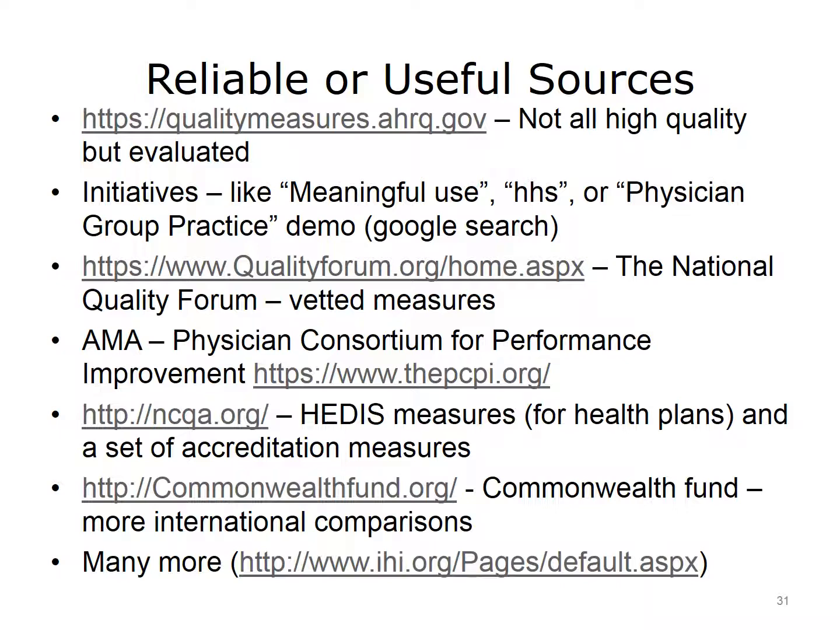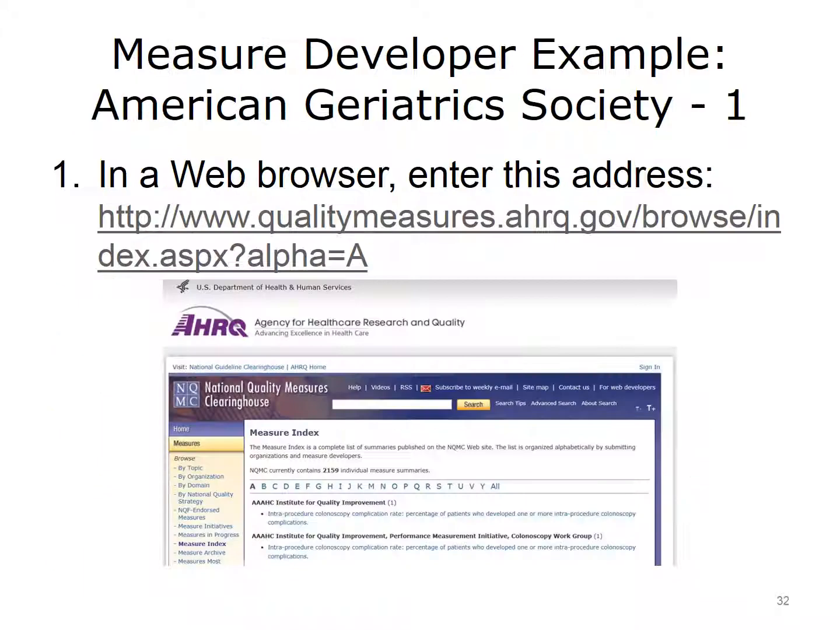For instance, the Commonwealth Fund has measures that compare healthcare systems across countries. These are helpful to understand how other countries with very different systems do in promoting healthy populations and meeting expectations of care. One example is the American Geriatrics Society, focused on the needs of older adults. To find this article, point your web browser to the URL on the screen.